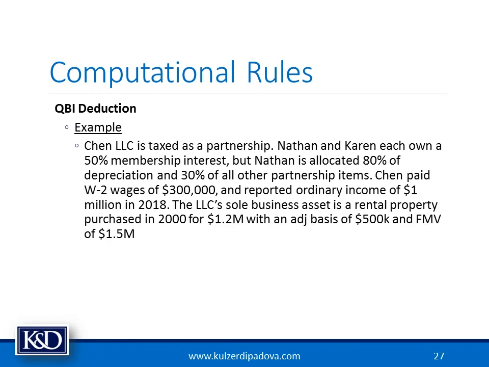So in this example, we have Chen LLC. It was taxed as a partnership. Nathan and Karen each own 50%. Nathan's allocated 80% of the depreciation and 30% of all other items. The LLC paid W-2 wages of $300,000 and reported ordinary income of $1 million. The sole business asset of the LLC is a rental property that was purchased for $1.2 million, has an adjusted basis of $500,000, and a fair market value of $1.5 million.